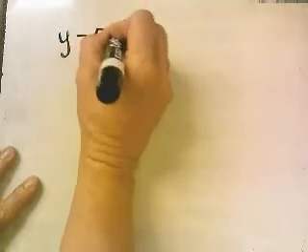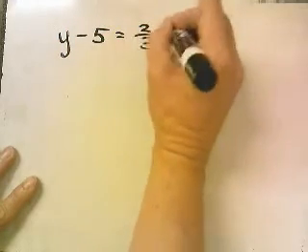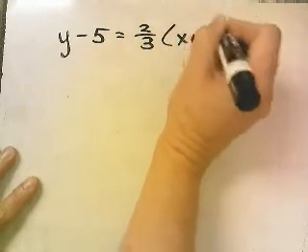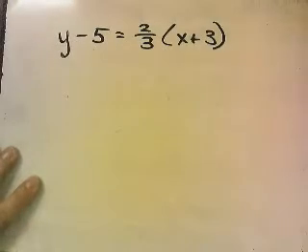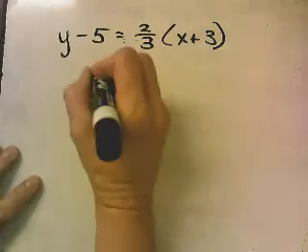Okay, now that we are more familiar with point-slope form, we are going to learn how to, when given an equation in point-slope form, pull out the point and the slope. So, here is an equation. y minus 5 equals 2/3 times x plus 3. And if I ask you, what is a point on this line and what is the slope?